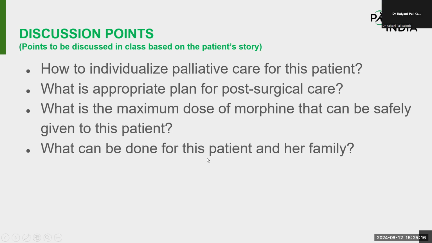Okay, ma'am. Can this training qualify us for prescribing morphine? Suppose we have a registered medical institute, will this training be enough for us to prescribe morphine? Yes, definitely, Dr. Kalyani. The certificate that we provide will be adequate for you to prescribe morphine.